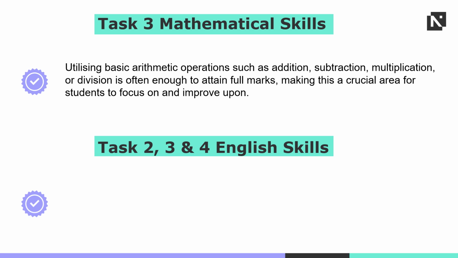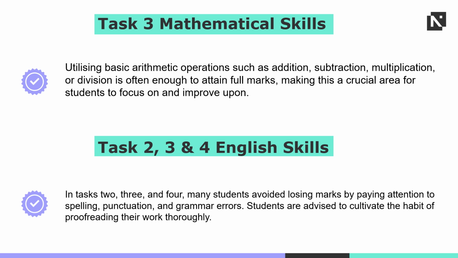Using basic arithmetic operations such as addition, subtraction, multiplication or division was often enough to attain full marks, making this a crucial area for students to focus and improve upon. Some students also estimated costs for alternative approaches, such as on-site versus cloud services, and this is to be encouraged. In tasks 2, 3 and 4, more students avoided losing marks by paying more attention to spelling, punctuation and grammar errors. Students are advised to cultivate the habit of proofreading their work thoroughly.